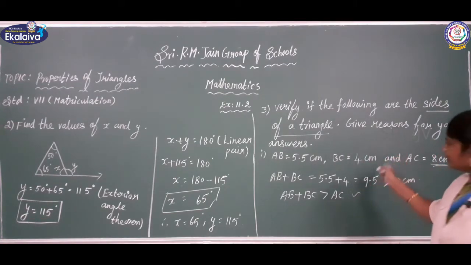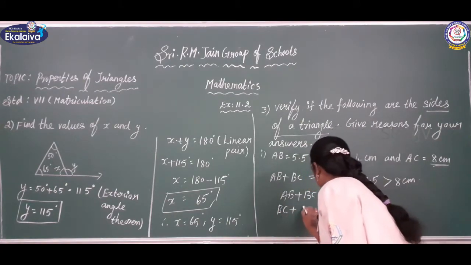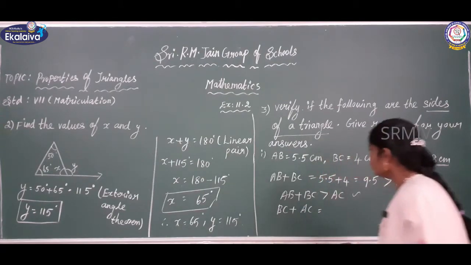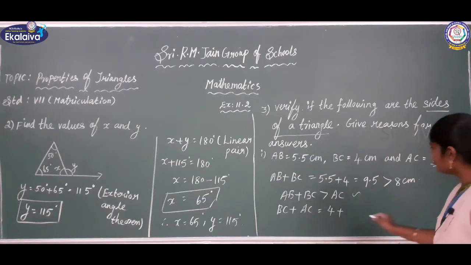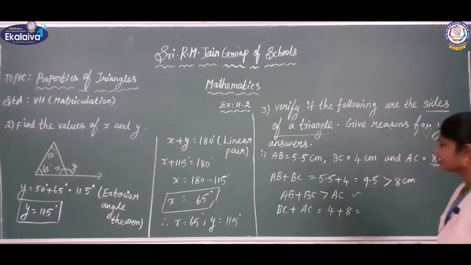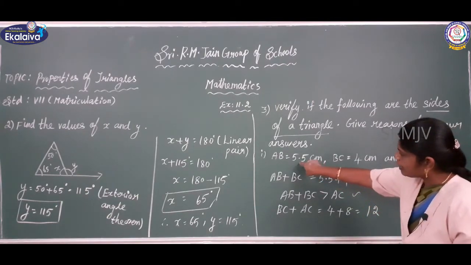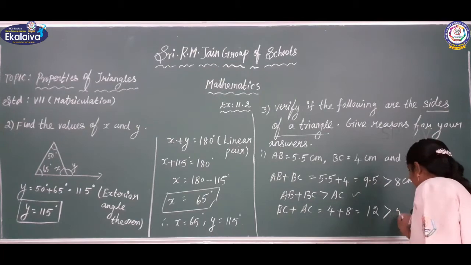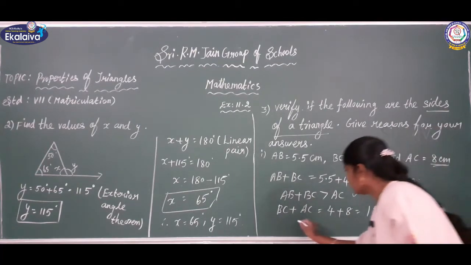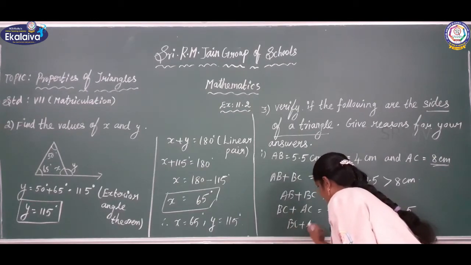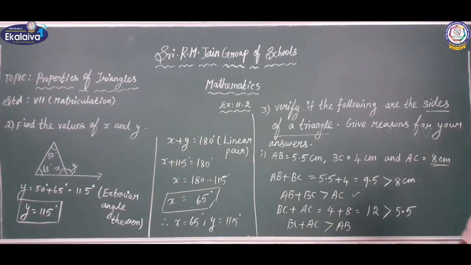And next, any other 2 sides you have to take. BC plus AC I am going to take. Okay, now you add it here. BC value 4 plus AC value 8. When we add this, what will you get, children? 12. Okay, what is the third side here? Which one did we leave? AB. So it is greater than the third side. Okay, so it satisfies the condition. BC plus AC greater than AB.